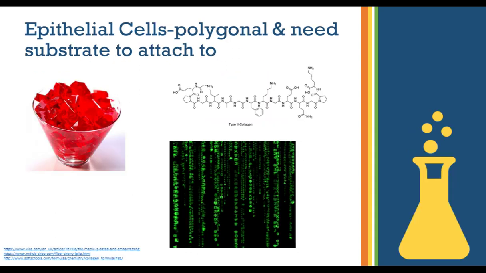So since we knew we wanted epithelial cells, they're polygonal in shape and they need a substrate to attach to. So we looked at the 3 different types. These are just some goofy pictures I got. We have gelatin. This is a picture of Jell-O because it's the closest thing. Gelatin is just sort of this clear, boring goo. So I figured a picture of Jell-O was a lot more fun.